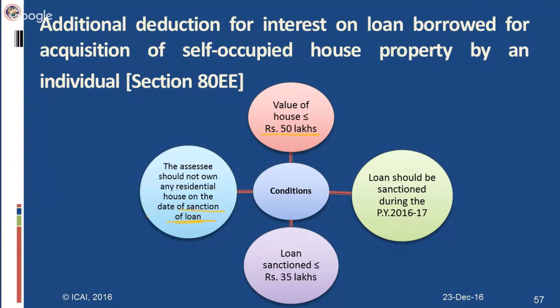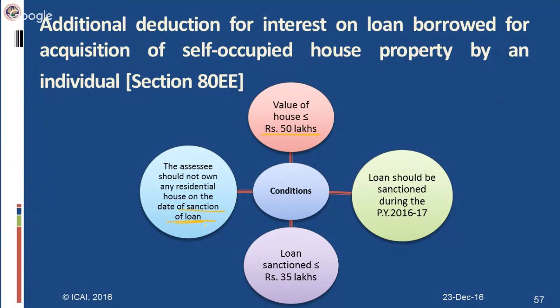The condition is that on the date of sanction of the loan, he should not own any other house property, and the loan amount should not exceed ₹35 lakh. It should be less than or equal to 35 lakh rupees. Then he will be eligible for an additional deduction of 50,000. It is over and above the deduction of 2 lakh rupees provided under Section 24B.